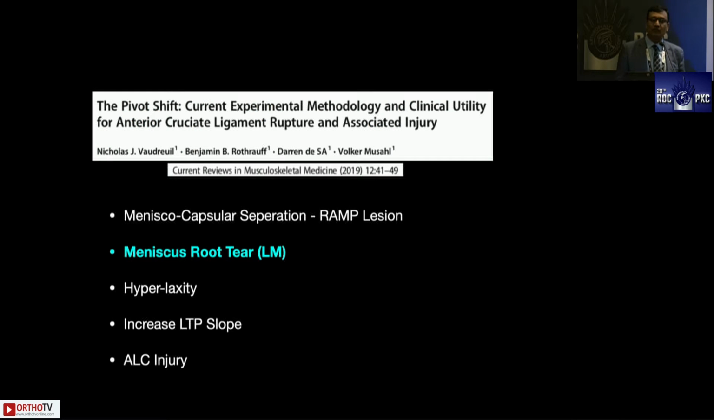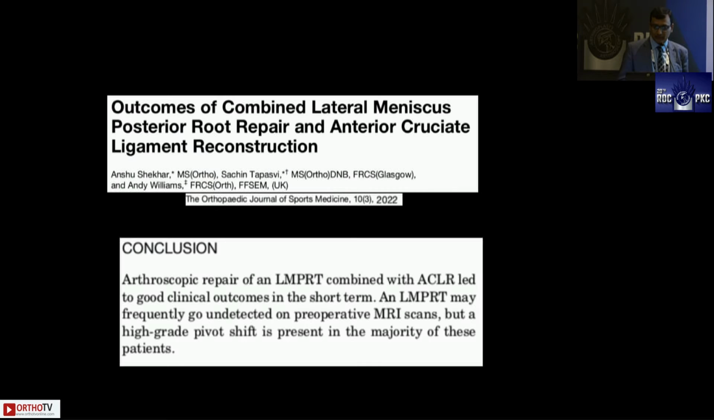Second, the pivot shift phenomenon we all are talking about. It's not only the whole ACL injury; it can be an anterolateral complex injury, or a ramp lesion which can lead to a pivot. And don't forget, if you have a pivot, suspect a ramp, a posterior horn lateral meniscus root avulsion, or an anterolateral complex. Look out for all these three if you have a significant pivot shift.